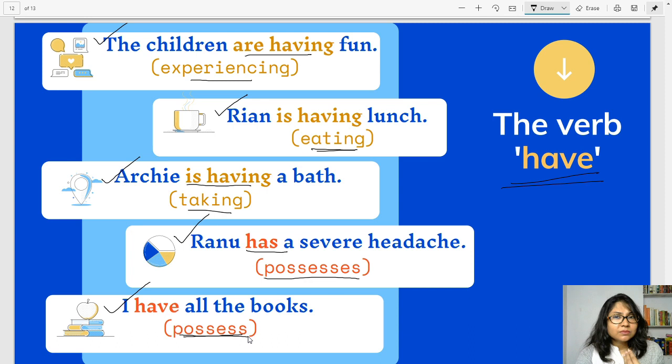I have 2 pencils. Okay, great. That means I possess 2 pencils. But if I say, ma'am, I am having 2 pencils, it means you're eating 2 pencils. Absolutely wrong. So remember this, children. Don't make this mistake ever again. Okay? So that's it for the day.